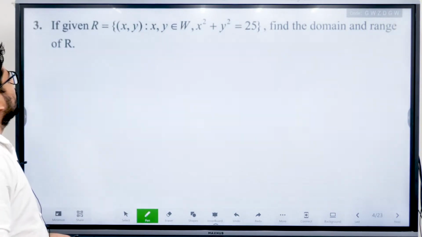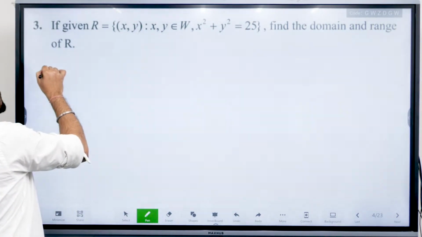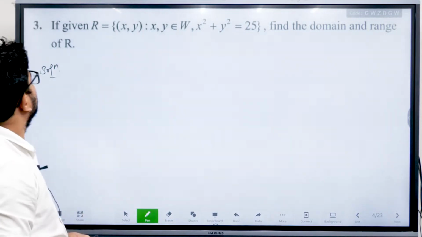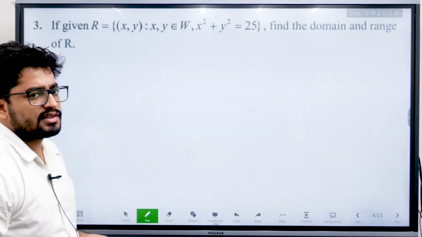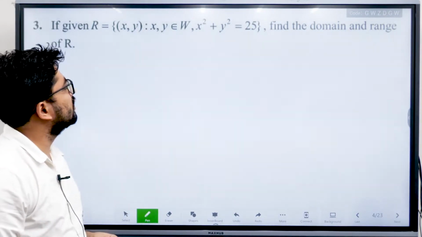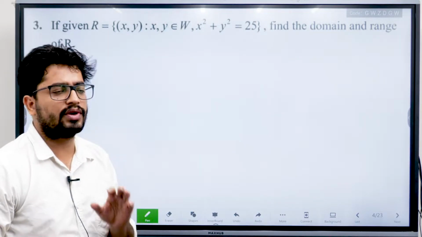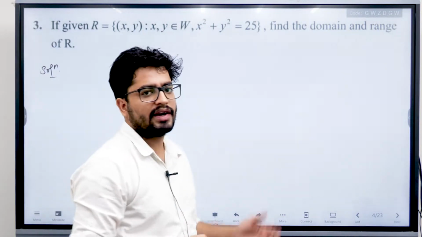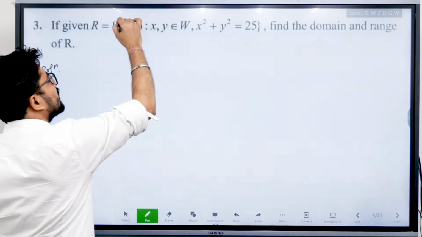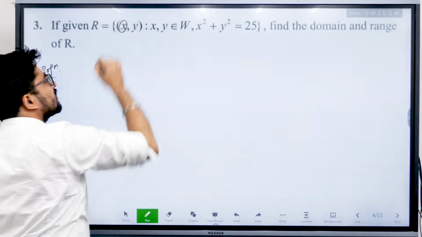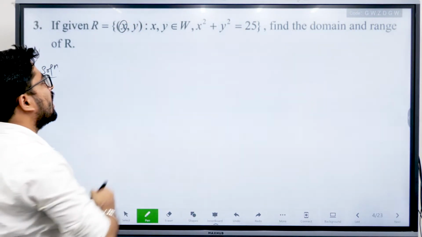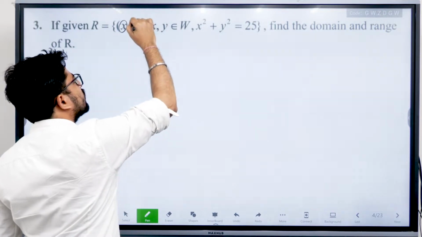Next question is, sir, the relation is given like this: (x, y), where x and y are whole numbers, and x² + y² = 25. We have to find the domain and range. So domain is what? Domain is the collection of all the first elements, this one. And range is the collection of all the second elements.